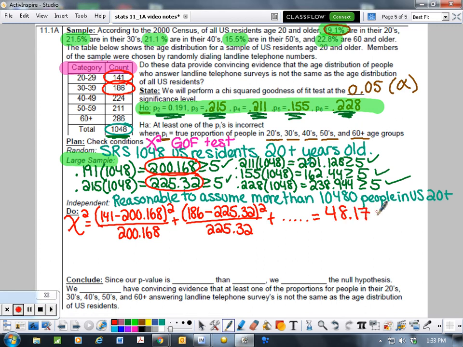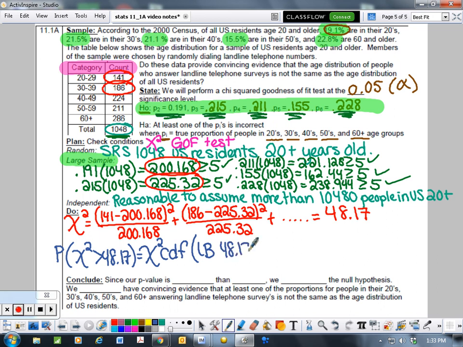So now we're going to calculate that probability. So the probability of getting a chi-squared greater than 48.17. So now we're going to do the chi-squared CDF. CDFs are always what we use for probability values. And we're going to have a lower bound of our chi-squared value. And that's always going to happen. Our upper bound is going to be something just really, really big. And so I'm going to go ahead and go 1 with lots of zeros.